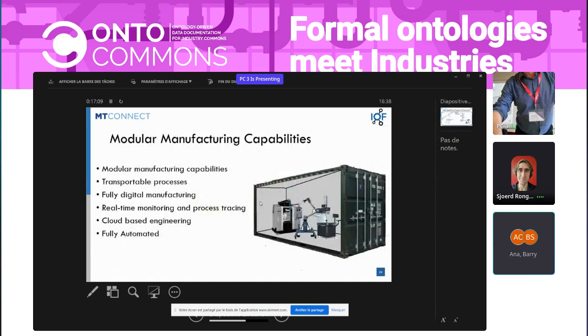The other areas that we were working on was sort of this modular manufacturing capability box. So like, machines in the box.